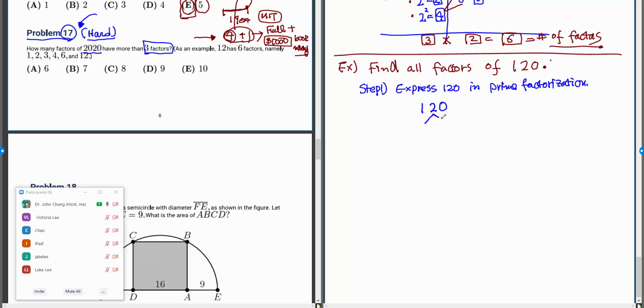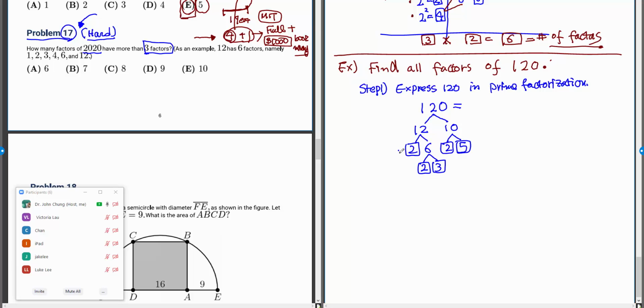Break into two numbers. Big number is what? 12 times 10, right? And then divide 12 into 6 and 2, and divide 10 into 2 and 5. These 2s are prime, 5 is prime, but 6 is not prime. It can divide into 3 and 2. Excellent. This is prime now. Now, this is prime factorization.